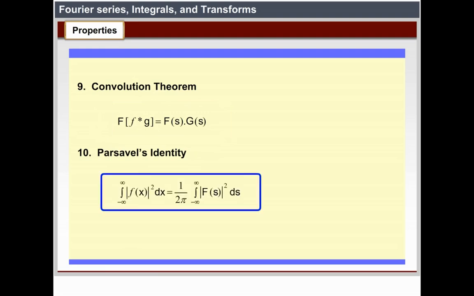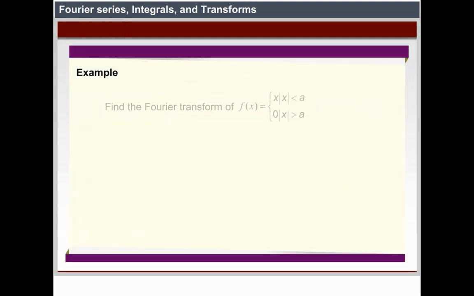Integral minus infinity to plus infinity modulus of f of x squared dx equals 1 by 2 pi integral minus infinity to plus infinity modulus of F of s squared ds. Example. Find the Fourier transform of f of x equals x for modulus of x less than a, 0 for modulus of x greater than a.